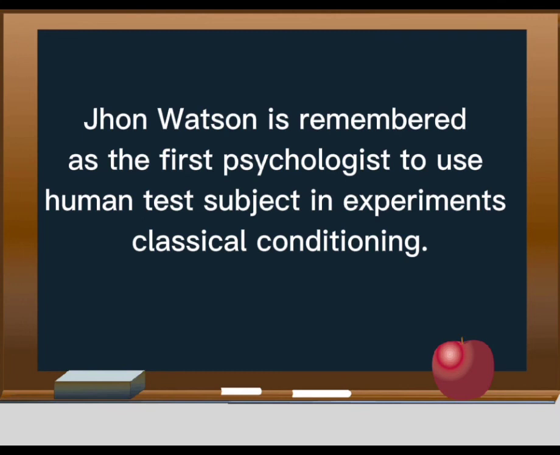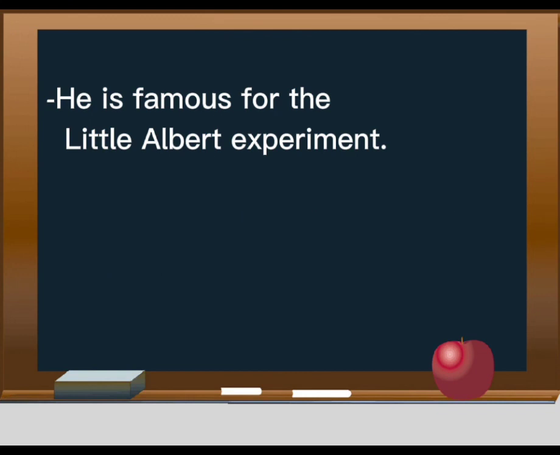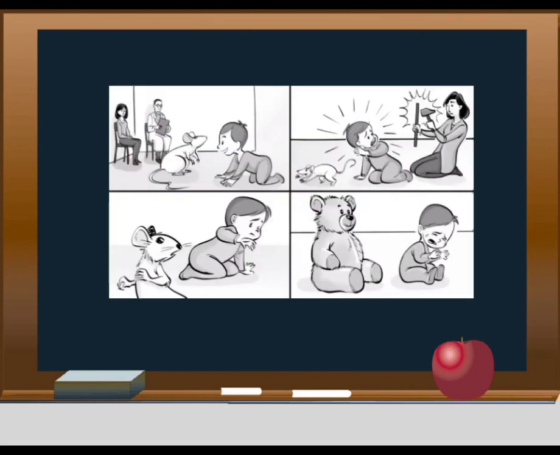John Watson is remembered as the first psychologist to use human test subjects in classical conditioning experiments. Watson became famous for the Little Albert experiment. He applied Pavlov's ideas of classical conditioning to teach an infant to be afraid of a rat. The rat initially produced no fear response, but through some further experimentation, researchers discovered that Albert responded with fear when they struck a steel bar with a hammer to produce a sharp noise.